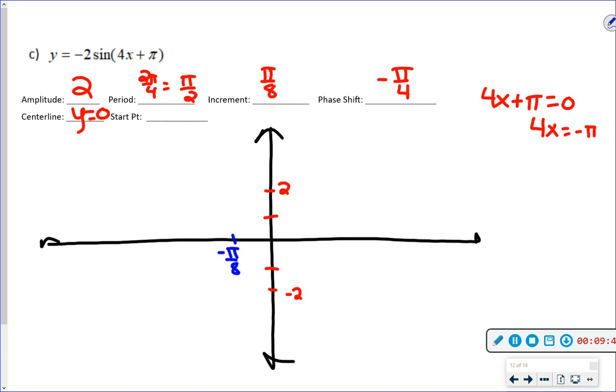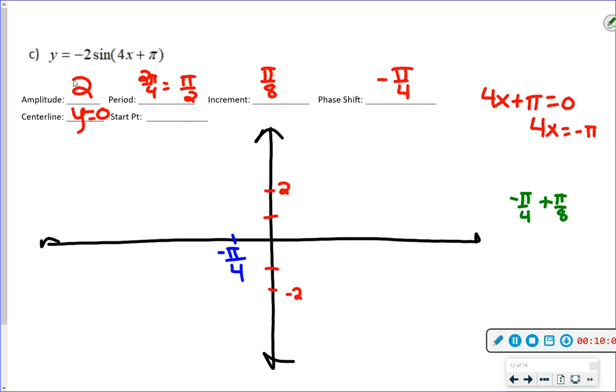Why did I write 8? How about 4? I said 4. I can't write on top. There we go. And now I'm going to do my increments. So I might have to move it. We're just going to have to see. So if I'm at negative pi over 4 to start with, and I'm adding an increment to that.